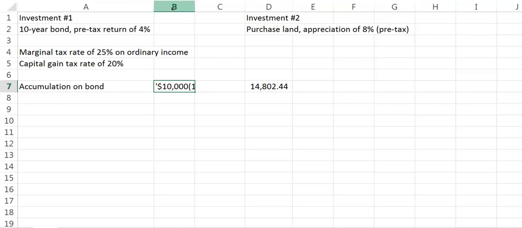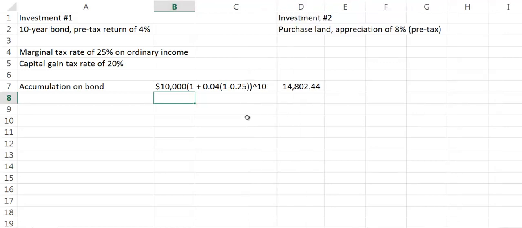And so what I'm going to do is take that 4% interest rate that I have and adjust it for the tax rate. I know that I'm going to pay a 25% tax, so that means 75% of that interest is going to be accumulated on the bond. So let's look at this example of what I'm doing here. Let me show it to you.